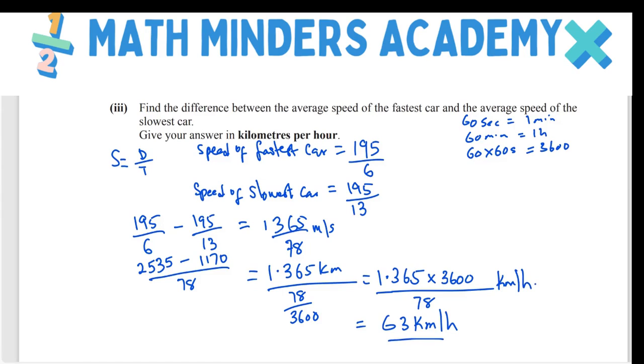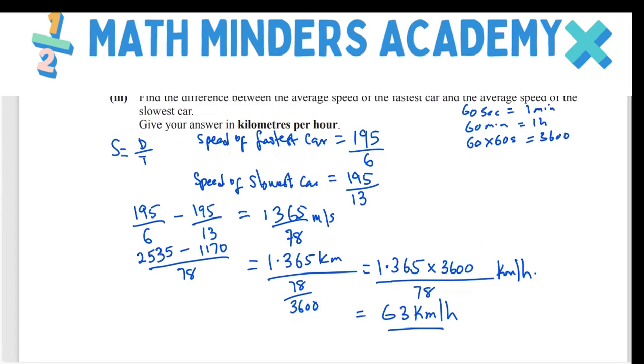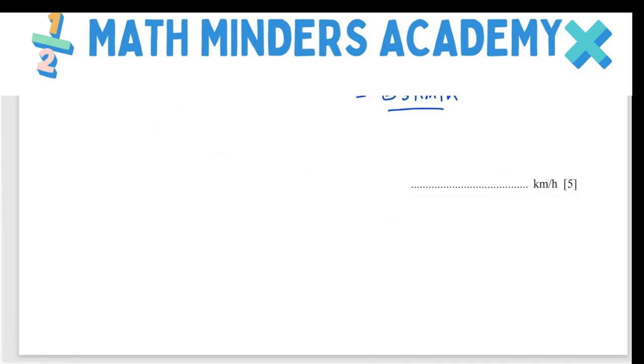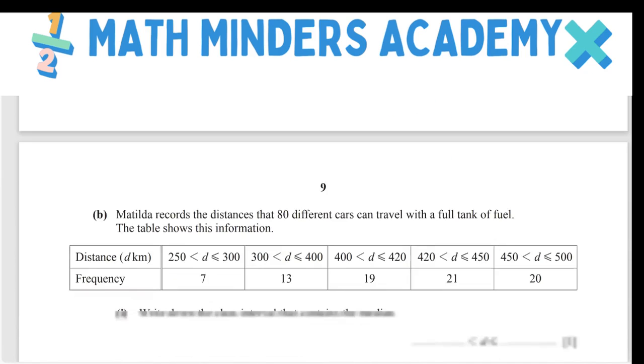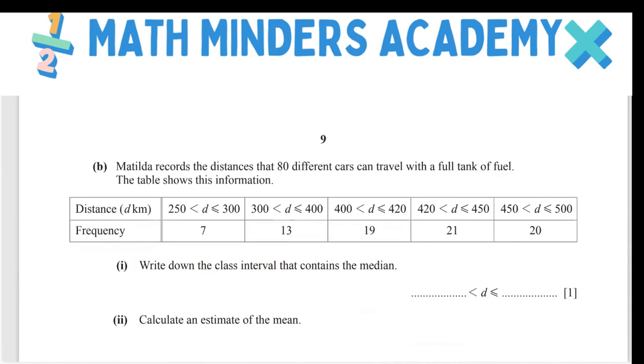So we've been able to find the difference between the average speed of the fastest car and the average speed of the slowest car in kilometer per hour. So we write this here. And we proceed to the B part of that question.